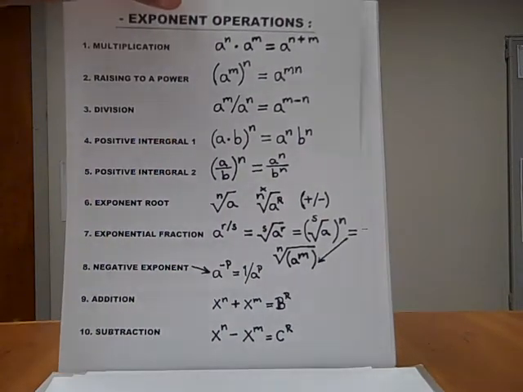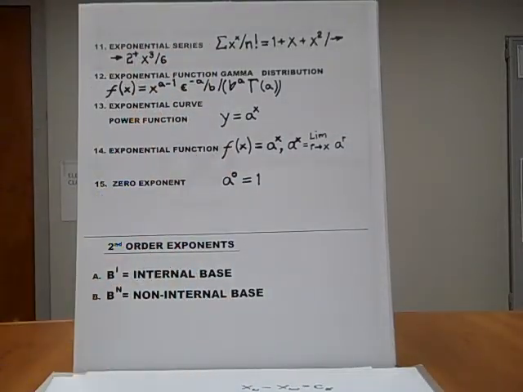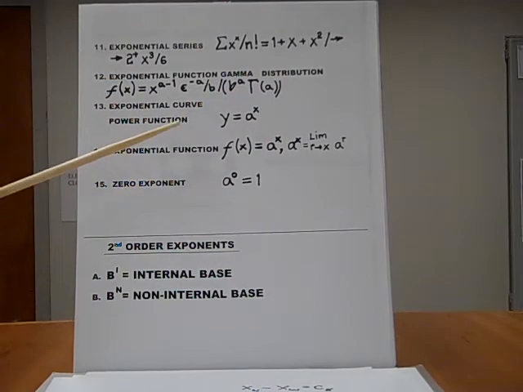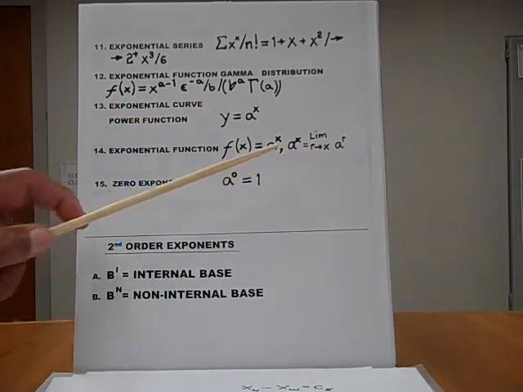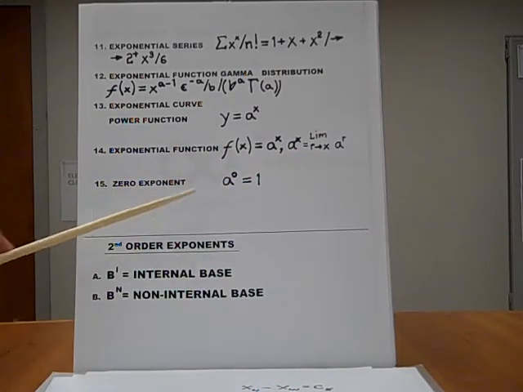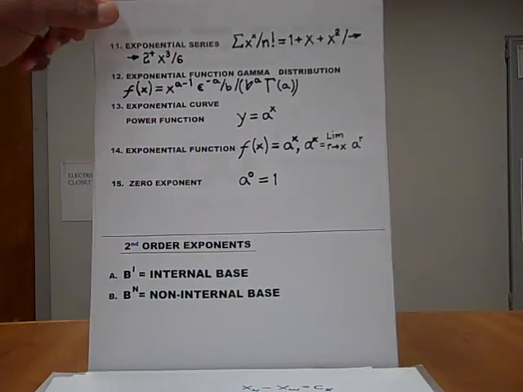You can stop the video at any point to read these formulas. Please do so. Stop the video at any point to read these formulas. Number 11, exponential series. Use this formula. Number 12, exponential function, gamma distribution. Use this formula. Number 13, exponential curve, power function. Use this formula. Number 14, exponential function. Use this formula. And 15, zero exponent. Use this formula. At any given time, stop the video so you may read all of these different formulas if you have need of them.